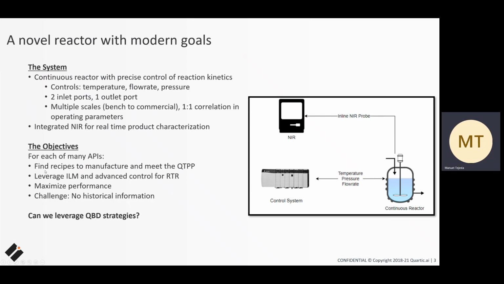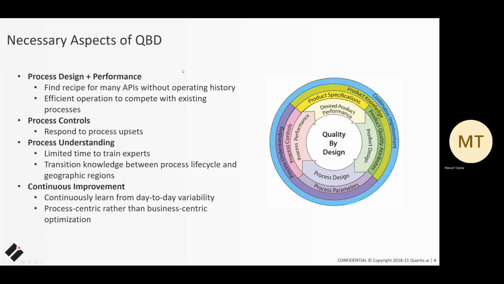So the question is, can we leverage QBD strategies? Well, let's look at what aspects of QBD we would require for this particular project. So first of all, we need process design and performance methodologies. As I mentioned, we need to find the recipe for many APIs. We have no operating history. We have to do this search efficiently. We also have to achieve efficient operation to be able to compete with existing processes.